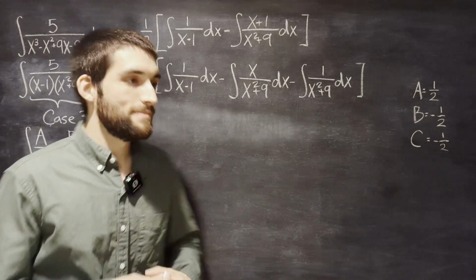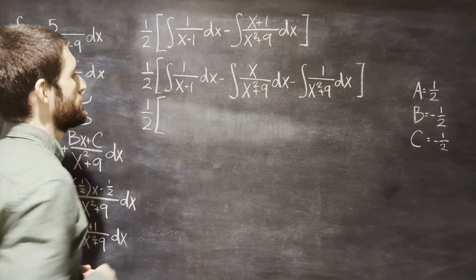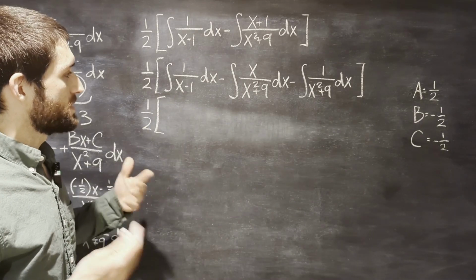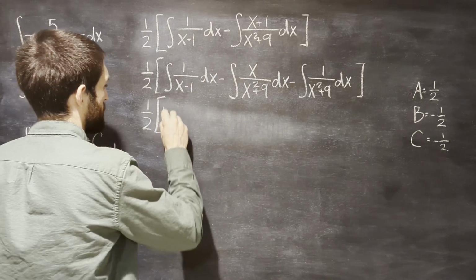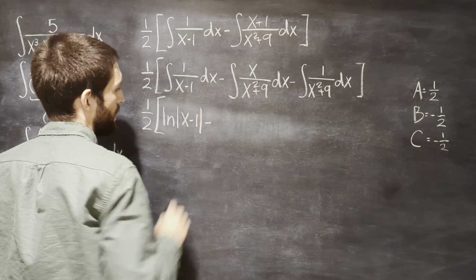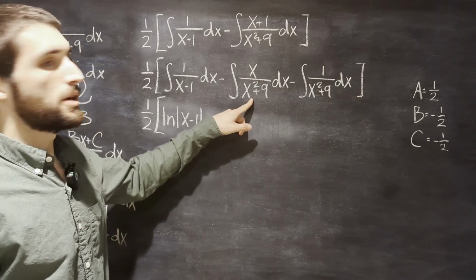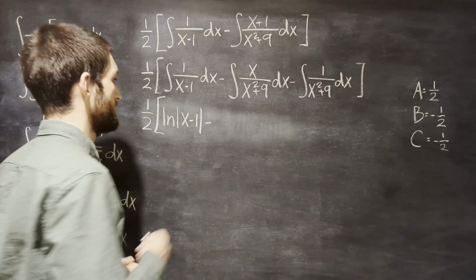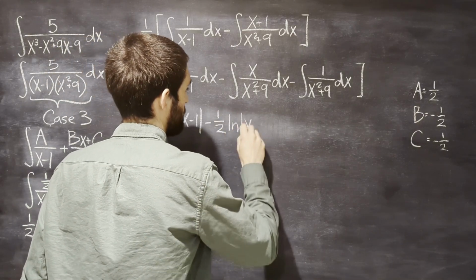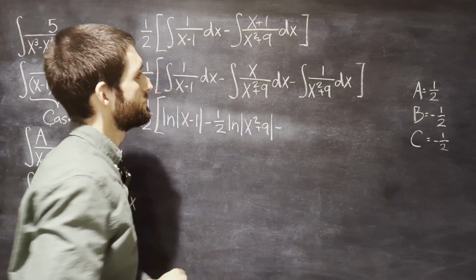Now we can integrate, and that will give us 1/2, open brackets. The first integral will be a u substitution where u equals x minus 1, giving us ln absolute value of x minus 1, minus. The second integral will be a u substitution where u equals x squared plus 9, giving us 1/2 ln absolute value of x squared plus 9, minus.